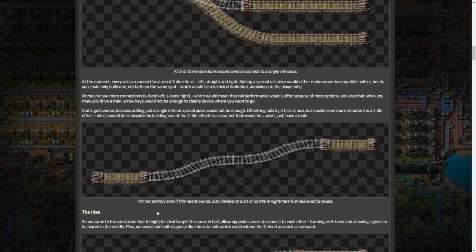And they say, I'm not entirely sure if this needs words, but I believe to a lot of us, this is nightmare fuel delivered by pixels. Yeah, this is just really bad looking. So this would not really be a good option.